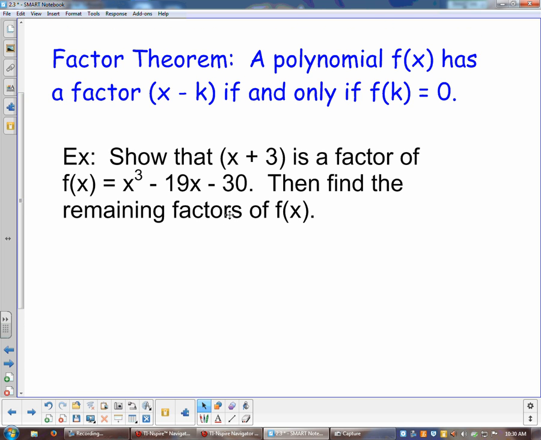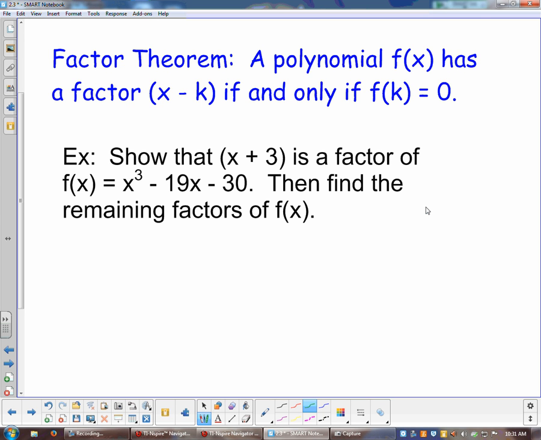Almost. This one says show that x plus 3 is a factor of f of x equals x cubed minus 19x minus 30, and then find the remaining factors. If it's not on your gift, please add this one to your notes. We are trying to show that x plus 3 is a factor. So how are we going to show it's a factor?